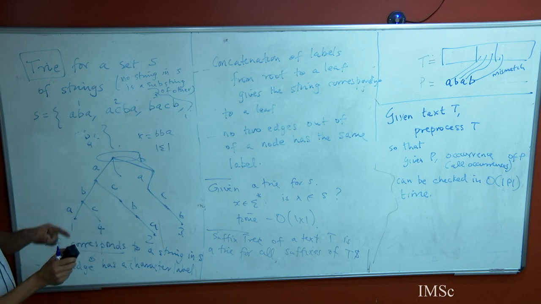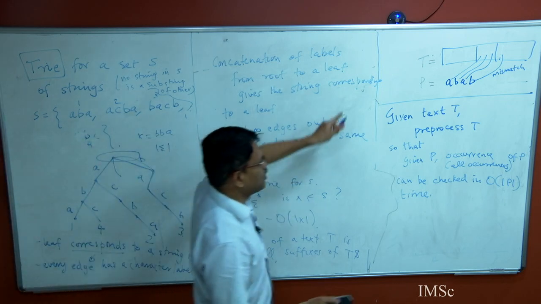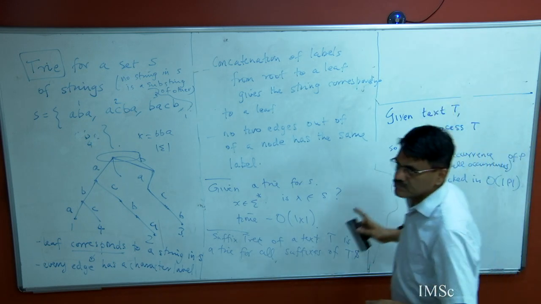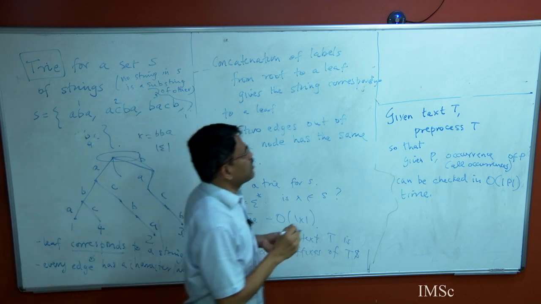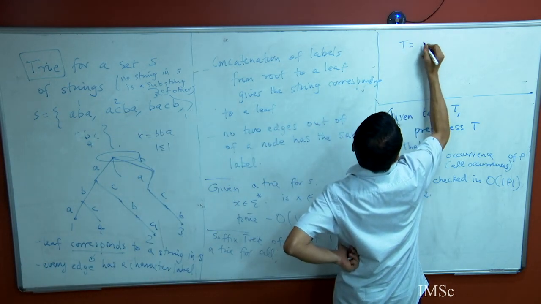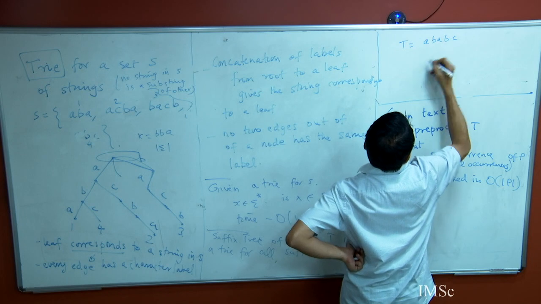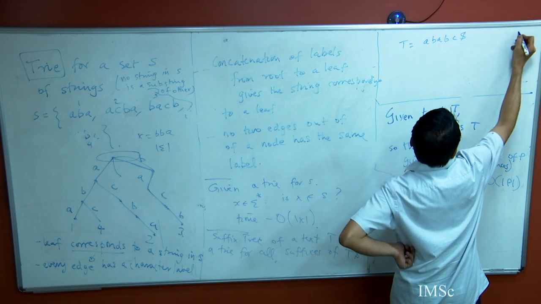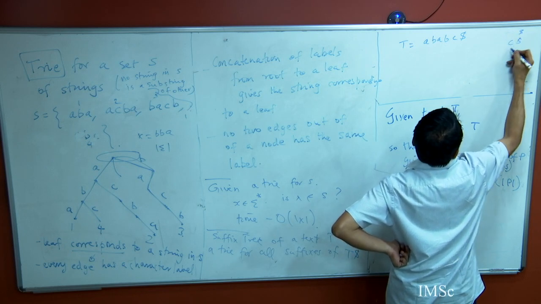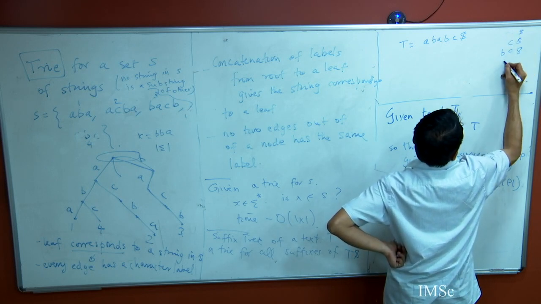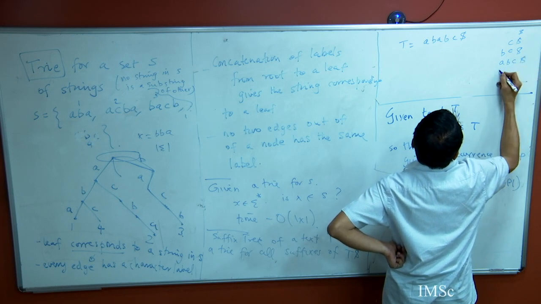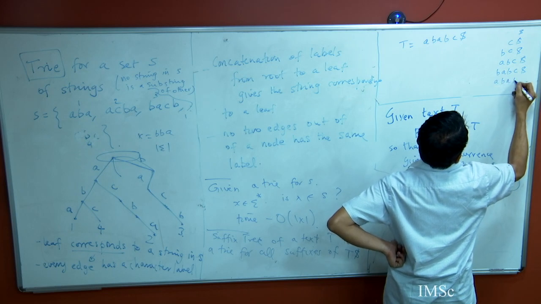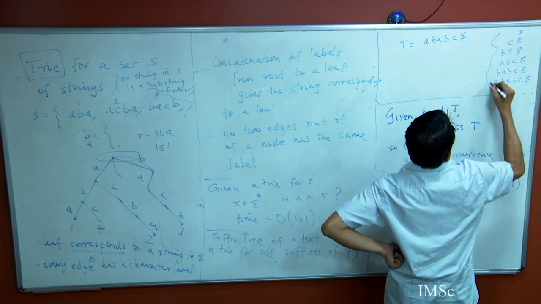Okay, so let me give an example. This is the problem. I am going to erase that. So you are given a text T, let's say BABC. I add a dollar and I look at all the suffixes. What are the suffixes here? Dollar is a suffix, C dollar, BC dollar, and so on. And these are the suffixes.